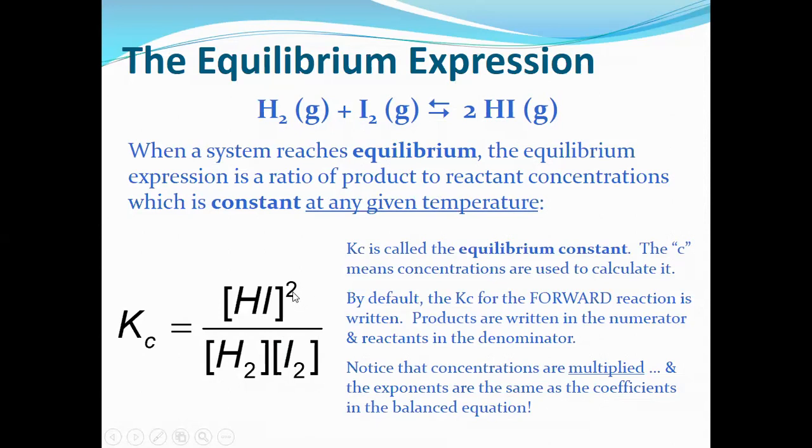So the exponents in the Kc expression come from the coefficients in the balanced equation. Now, if you stopped and thought about that mathematically, there's an important point about that. It means that if you balance the chemical equation in a different way, if you were to double all of your coefficients, then all of the exponents in the Kc expression would be doubled also, and the value of the Kc would change also. So the Kc's value is always tied to a particular balanced equation.